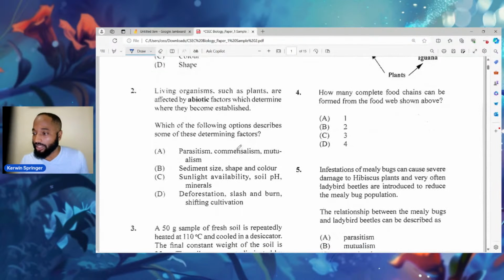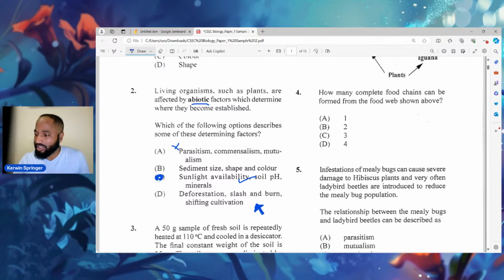Living organisms such as plants are affected by abiotic factors which determine where they become established. So the following options describe some of the determining factors. Abiotic is the key word here, right? Parasitism, commensalism, no. Sediment size, shape, and color. Where they become established. Sunlight availability, soil pH, mineral. So this is real good so far. Deforestation. This is more like man's influence.